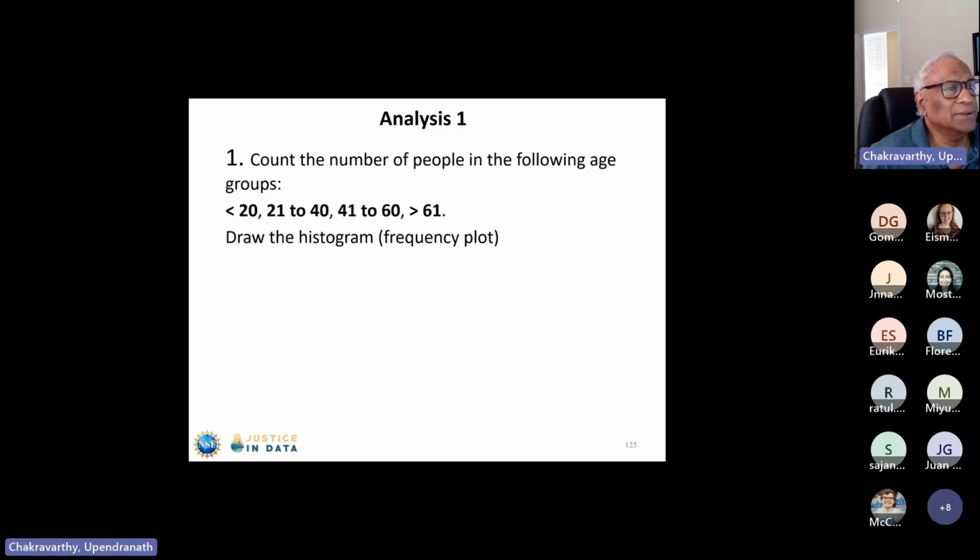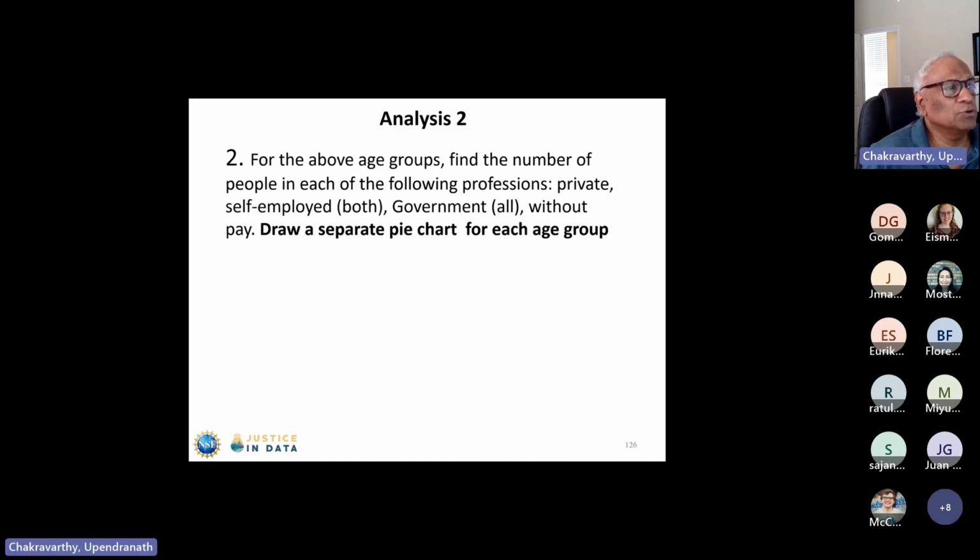So that was analysis one. Analysis two was for the above age groups, find the number of people in each of the following professions. This is what we call drilling down. You have a result and you want to understand more about the result in these groups. How many people work for this particular type of employment? What do I separate pie chart for each?